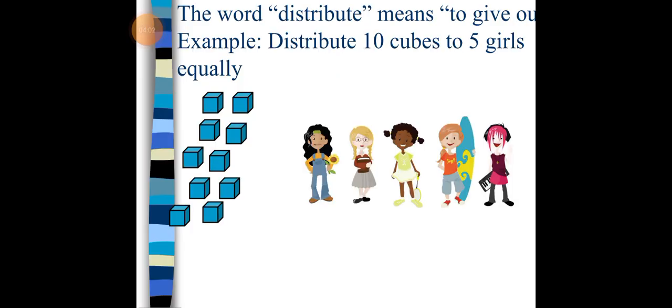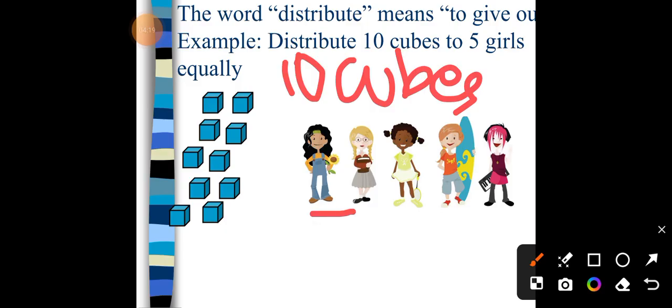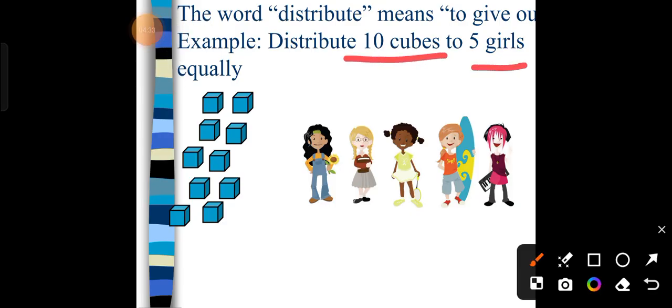Okay, so the word distribute means to give out. That means something you're having and you need to give out, like distribute 10 cubes to 5 girls equally. Now in this situation we're having 10 cubes. And how many girls are we having? One, two, three, four, and five. Now we are having 10 cubes and we need to distribute them among 5 girls, and that should be equal.